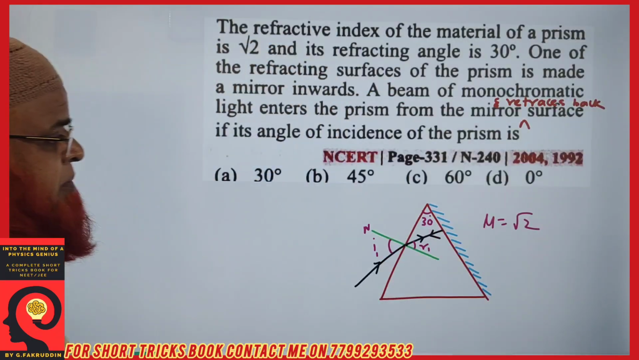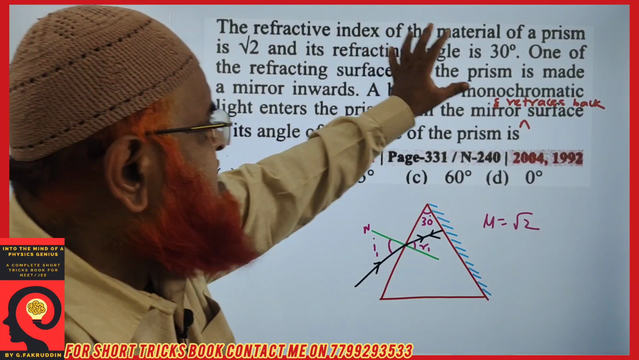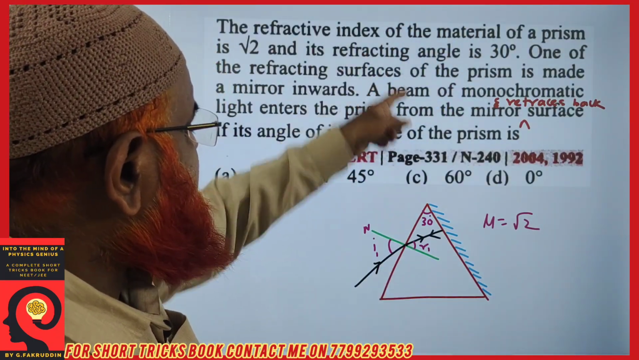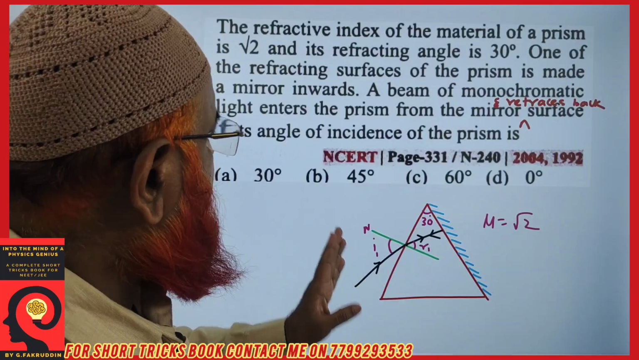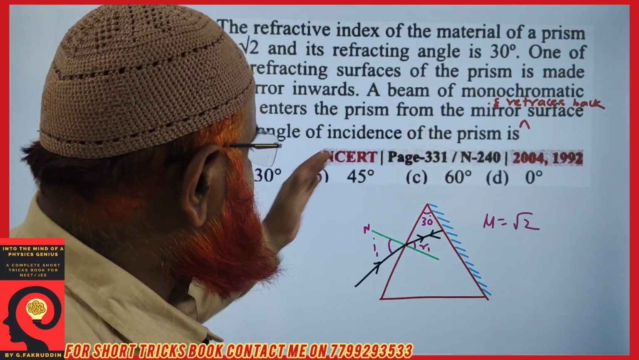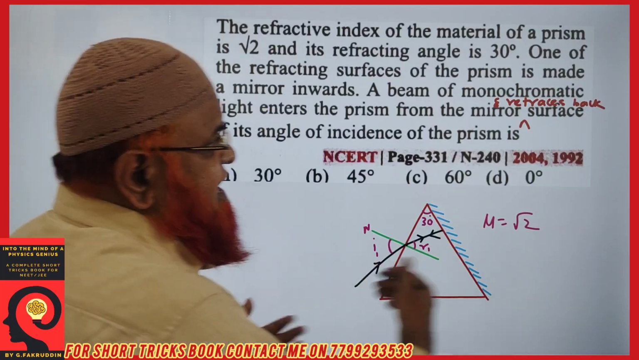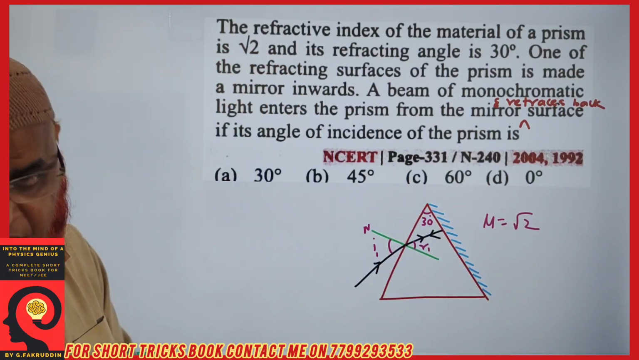Let us go for the next problem. Here the refractive index of a material of a prism is √2. It is given. The refracting angle is 30 degrees. A beam of monochromatic light strikes the mirror and retraces back along the same path.